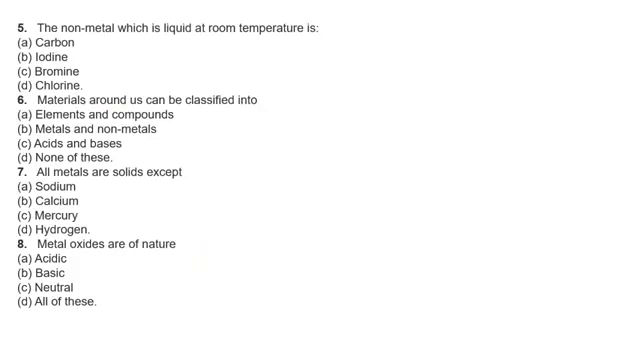Next, the non-metal which is liquid at room temperature, bromine. Material around us can be classified into elements and compounds, metals and non-metals, bases, acids, or none of these: metals and non-metals. All metals are solid except mercury. Then metal oxides are of what nature? Are they acidic, basic, neutral, or all of these? Metal oxides are usually basic in nature.